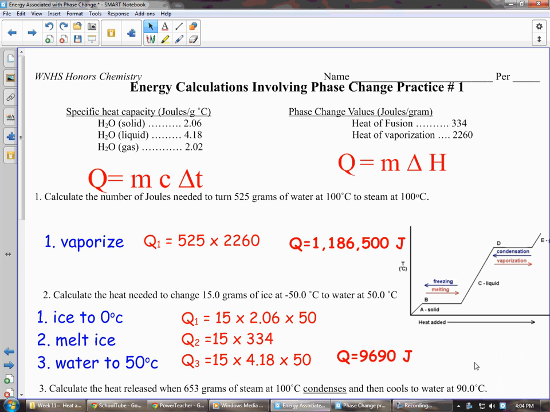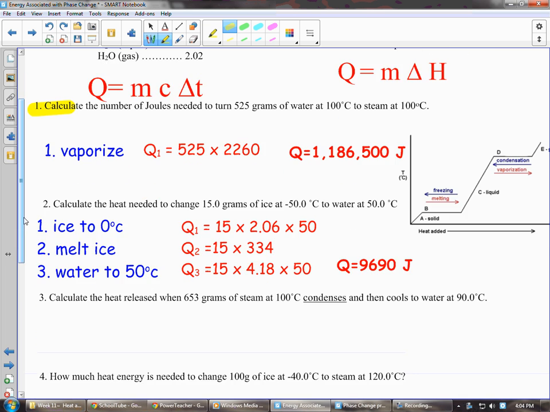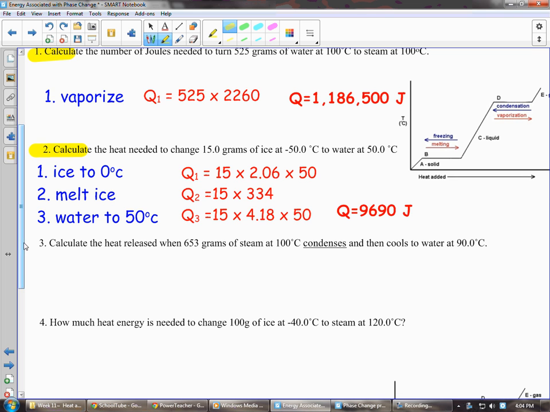All right. So we are doing the living answer key to energy calculations involving phase change practice number 1. The first few of these were done in lecture, so we want to make sure you're looking at the same worksheet here, and I'm going to pick up here on number 3.